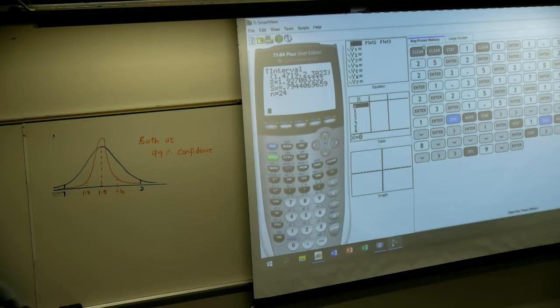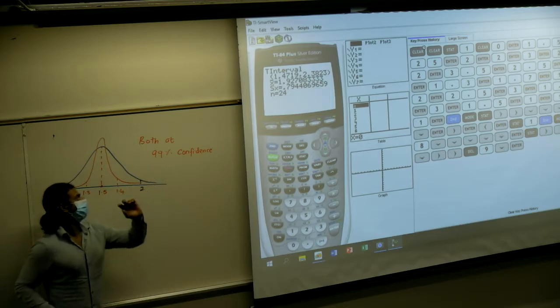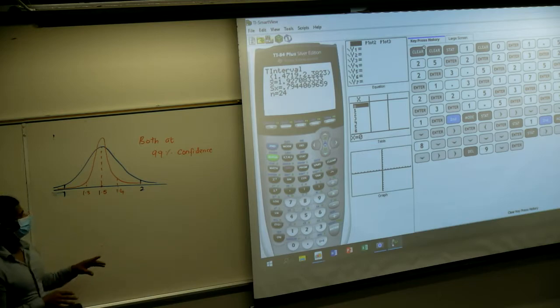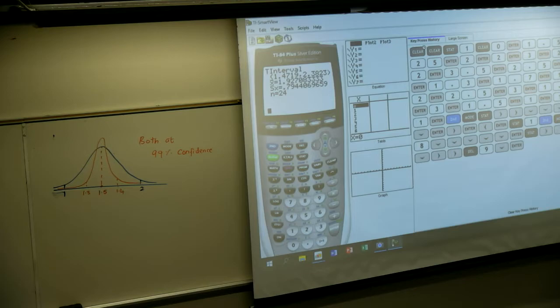Do you follow my question? Both intervals use a confidence level of 99%, but they come from two different samples, and one of them is narrower than the other. Which one is better, the one in orange or the one in blue?